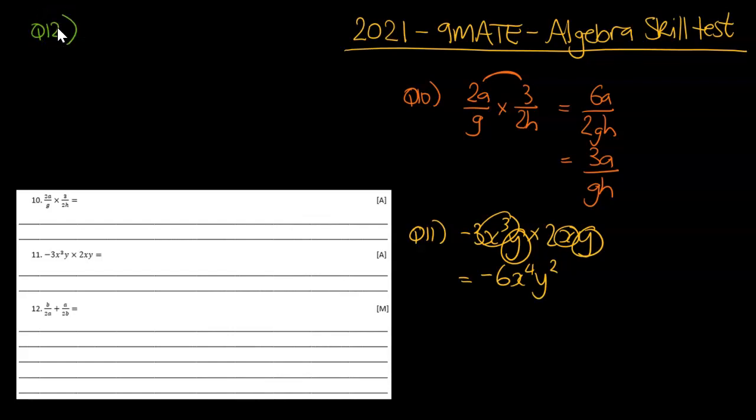Question number 12, doing it at the top of the page. We've got b divided by 2a plus a divided by 2b. So we've got two fractions. This time around we're adding, so we're going to be using the crisscross smiley face method. I'm going to start off with bottom times bottom, and that's going to form the denominator of our fractions. So we're going to have 4ab, and then we've got 4ab over here as well.